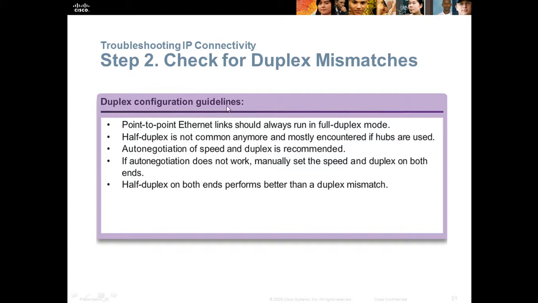In step number 2, for troubleshooting the IP connectivity, one has to check for duplex mismatches. In order to check the duplex mismatches, a few guidelines need to be considered, such as point-to-point Ethernet links should always run in full duplex mode. Half duplex is not common anymore and mostly encountered if hubs are used. Auto negotiation of speed and duplex is recommended. If auto negotiation does not work, manually set the speed and duplex on both ends, and half duplex on both ends performs better than a duplex mismatch.